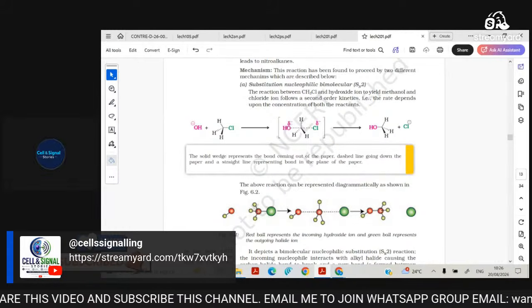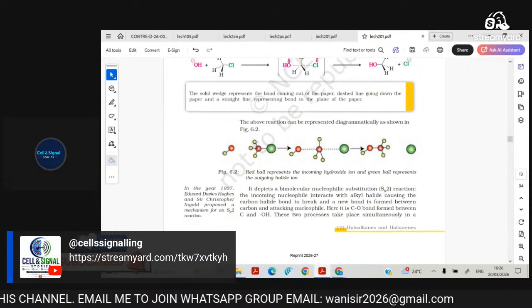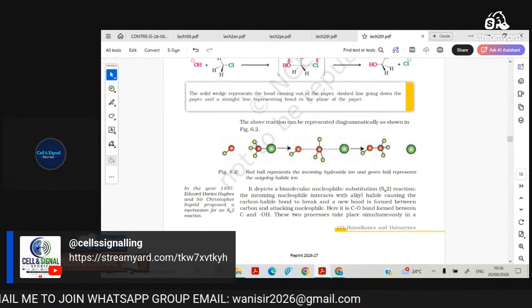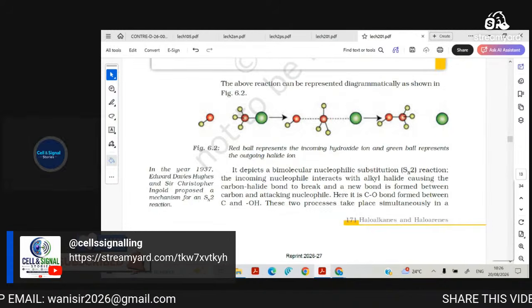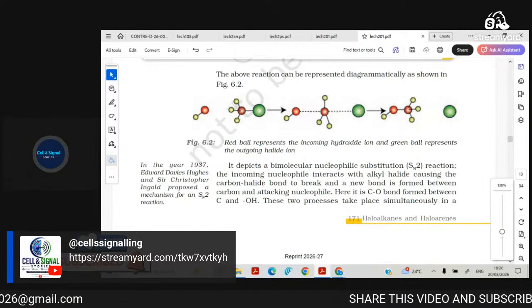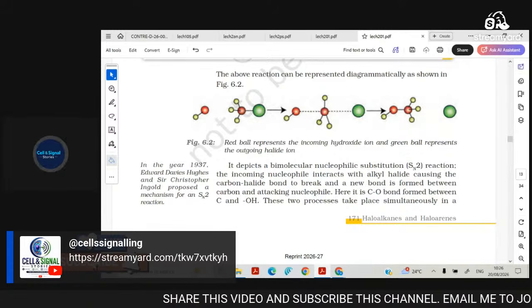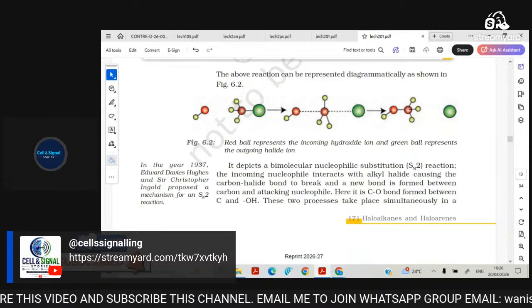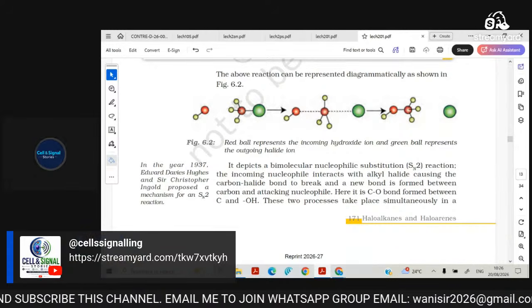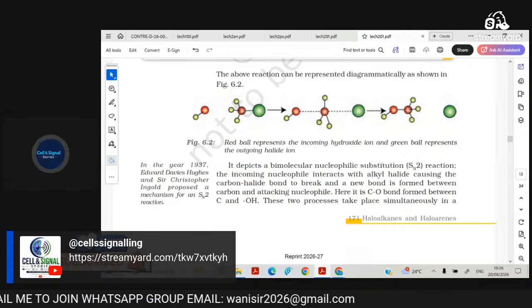So this is very important. It depicts the bimolecular nucleophilic substitution reaction. The incoming nucleophile interacts with the alkyl halide, causing the carbon-halide bond to break, and a new bond is formed between the carbon and the attacking nucleophile. When it comes and starts interacting, that means they have just started making the bond. It causes the breakage of one bond, and the other bond leaves.